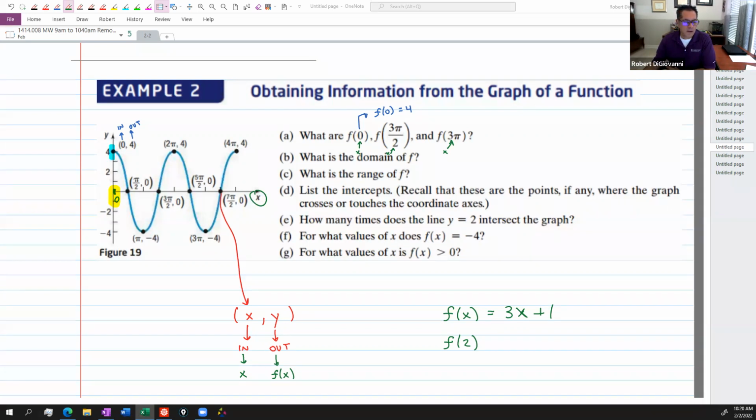Yeah. Okay, can you tell me what the function's value is at 3 pi over 2?